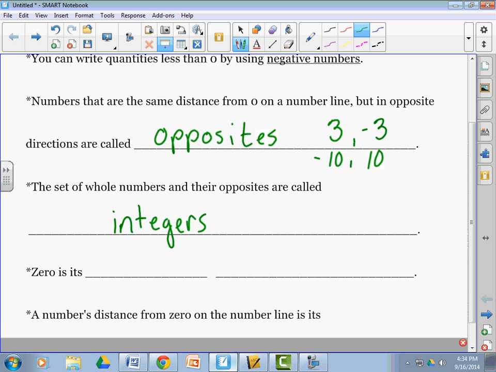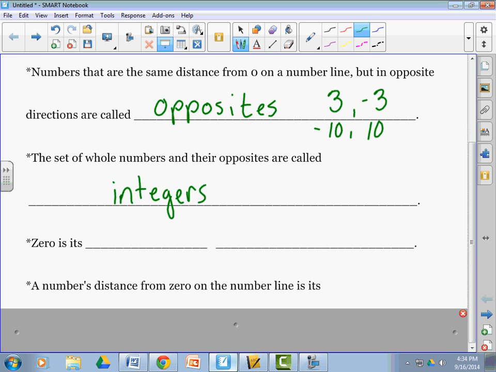But the next concept here, it says 0 is its, and then there are 2 blank spaces. You may have an idea of what goes in these spaces, but it's in relation to opposites. We would say that 0 doesn't have a different opposite. We would say 0 is its own opposite. It doesn't make any sense to say -0. It's the same as 0. It's impossible to have a -0 there. So we say 0 is its own opposite.